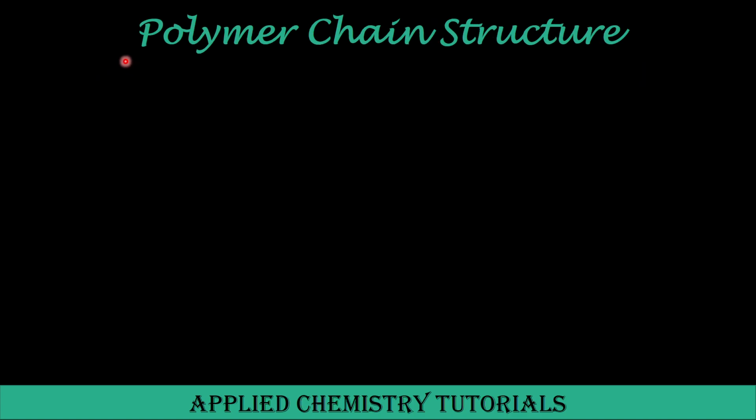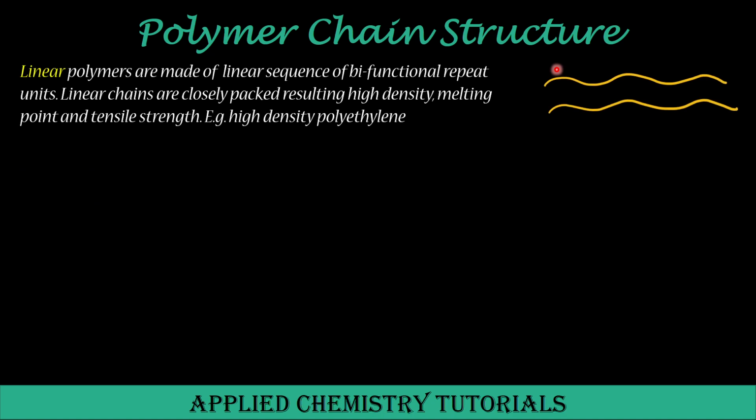Moving forward, based on polymer chain structures, polymer can be divided into three different categories. The first one is linear polymers, which are made of linear sequence of bifunctional repeat units. Linear chains are closely packed, resulting in high density, melting point and tensile strength. As you can see here, because of the regularity, they can pack very well in a crystal, which results in these properties: melting point, tensile strength very high. Example is high density polyethylene.